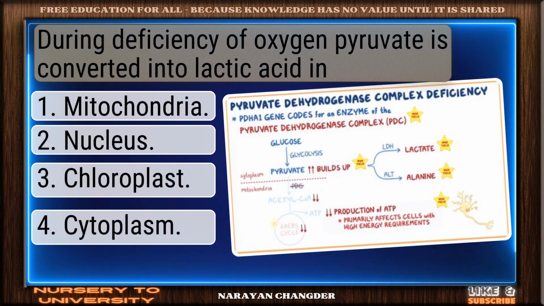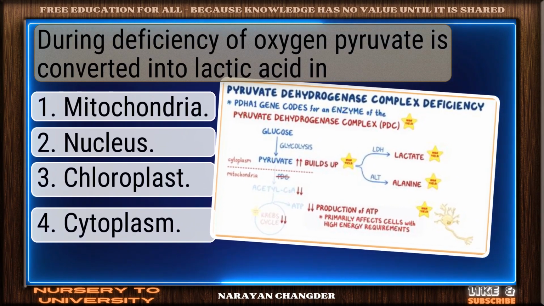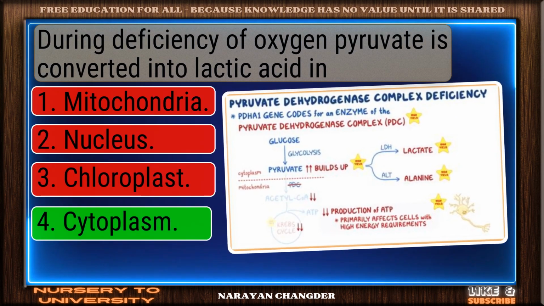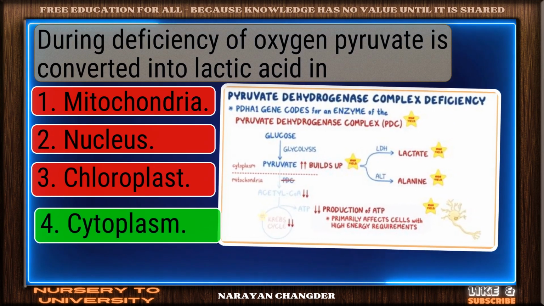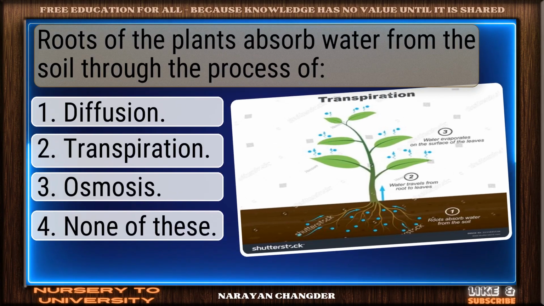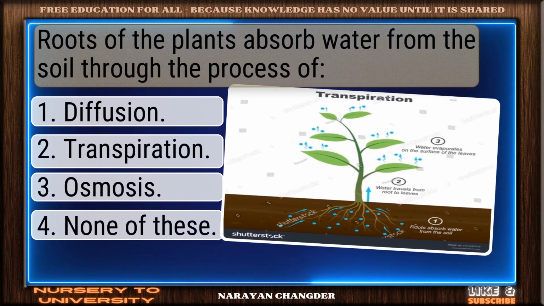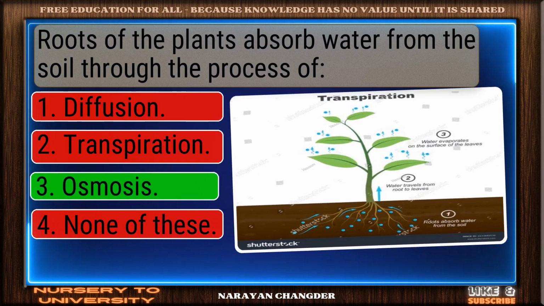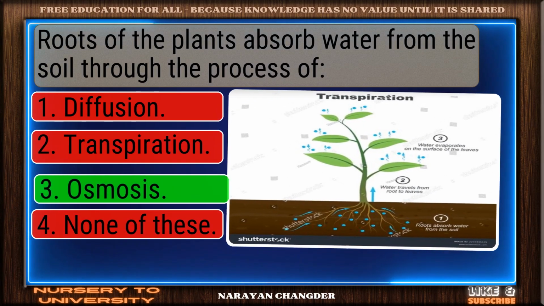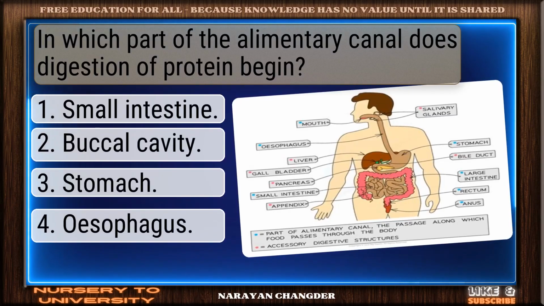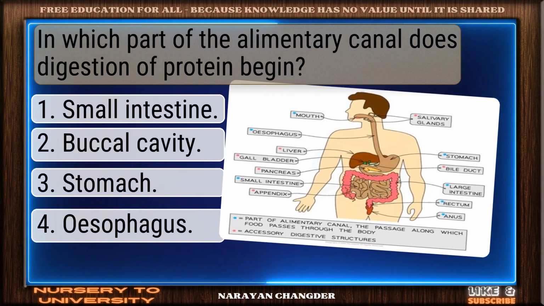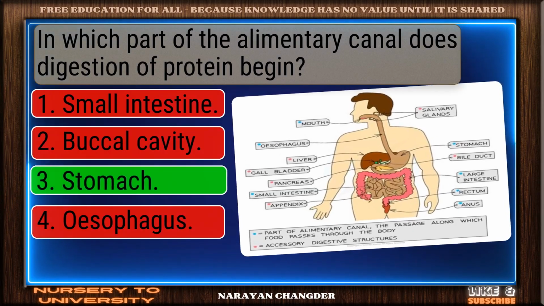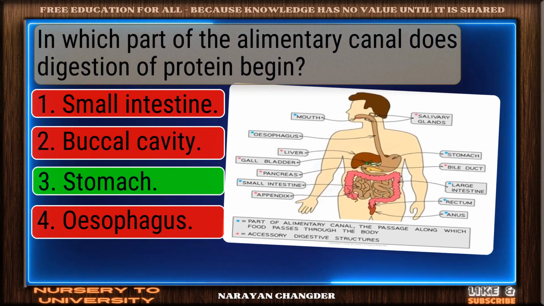During deficiency of oxygen, pyruvate is converted into lactic acid in. Excellent choice. Cytoplasm is right. Roots of the plants absorb water from the soil through the process of. Correct. Osmosis is spot on. In which part of the alimentary canal does digestion of protein begin? Good job. Stomach works well.